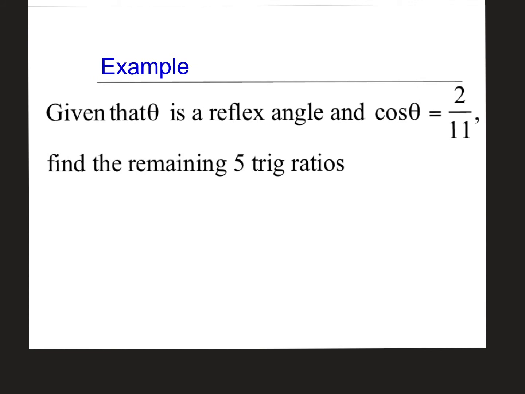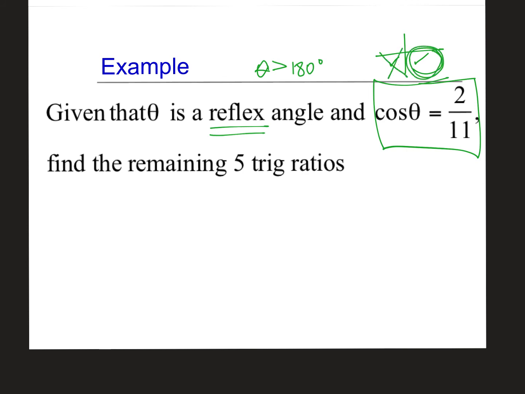Okay, so given that theta is a reflex angle and that the cosine of the angle is 2/11, find the remaining 5 trig ratios. So there's a couple things to think about. It's a reflex angle, so the angle is greater than 180 degrees. And so that means if I'm trying to draw it, it's either in this quadrant or this quadrant. But it also says that the cosine is positive, right? And hopefully you remember that cosine is positive in the 4th quadrant, but not in the 3rd.